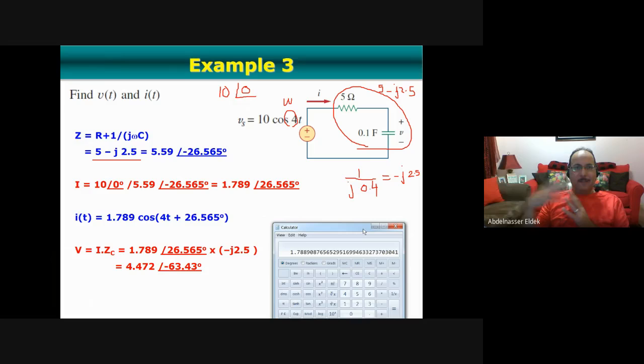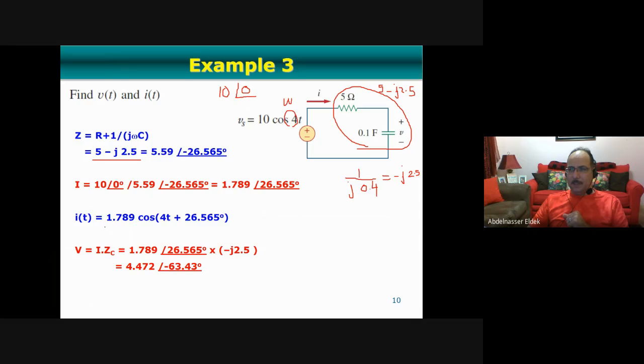Okay, we got the current in phasor. If you want to convert it back to the time domain, it is so easy. The amplitude is 1.789, then cosine, and here this is the angle. You add it here. That's it. And the omega t is the same here, 40t, like the original one.